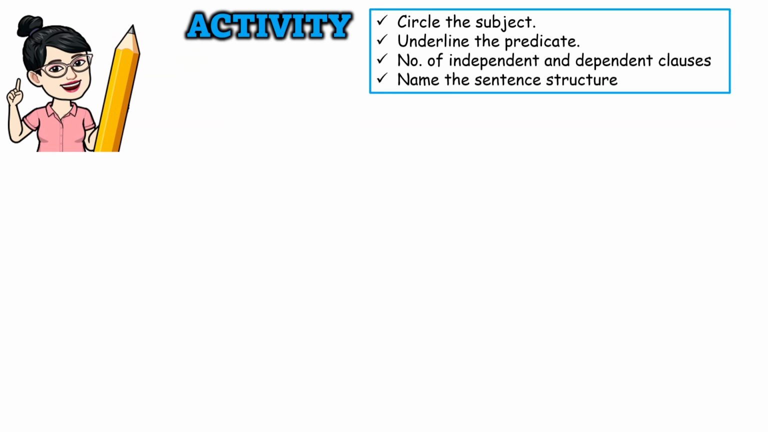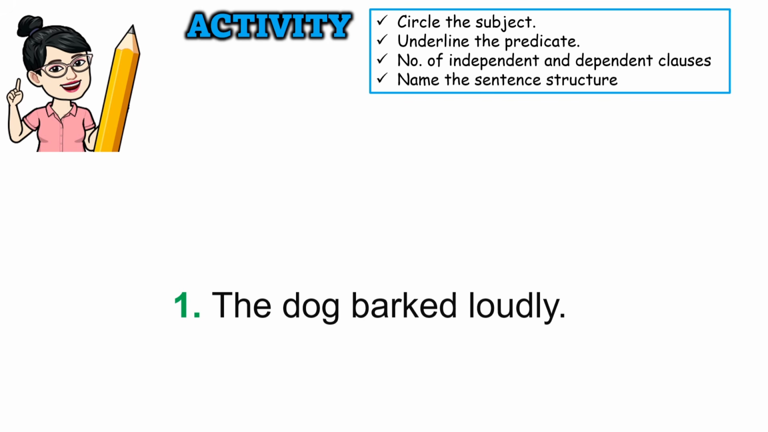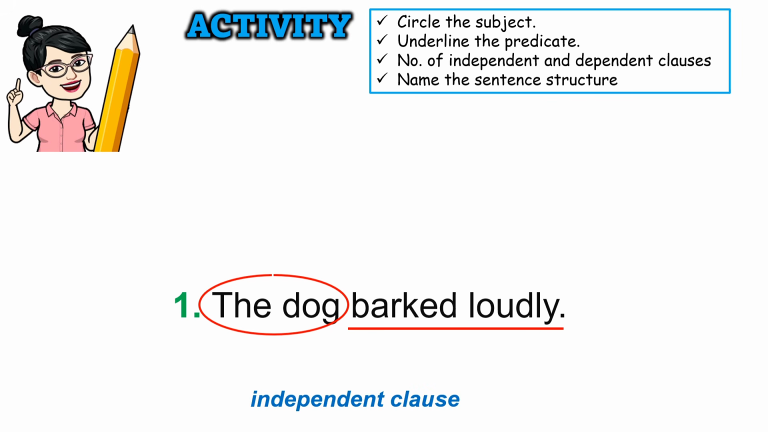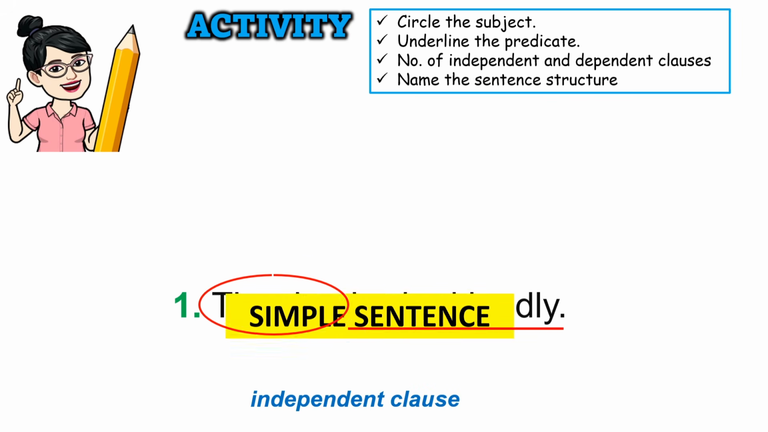This time, let us apply what we have learned from the discussion. Here's a quick activity where you have to circle the subject, underline the predicate, determine the number of independent and dependent clauses, and name the sentence structure. Number 1. The dog barked loudly. Subject, the dog. Predicate, barked loudly. Consists of one independent clause. It is a simple sentence.